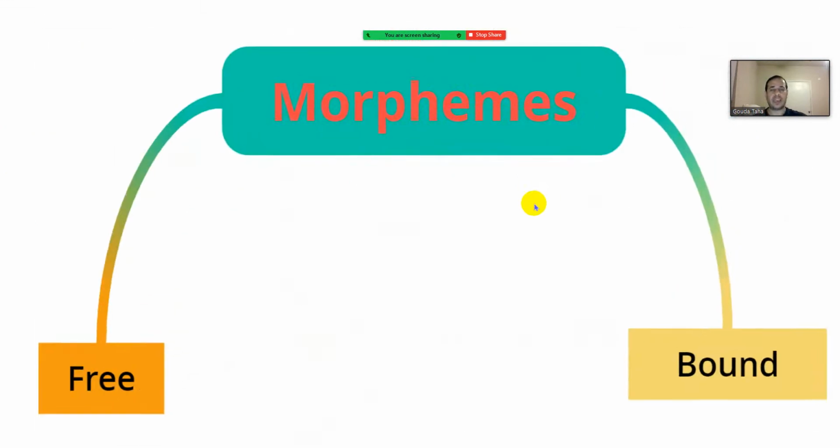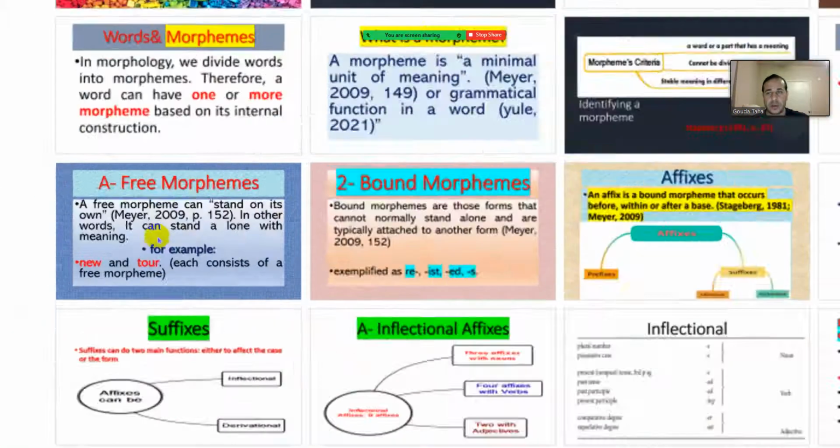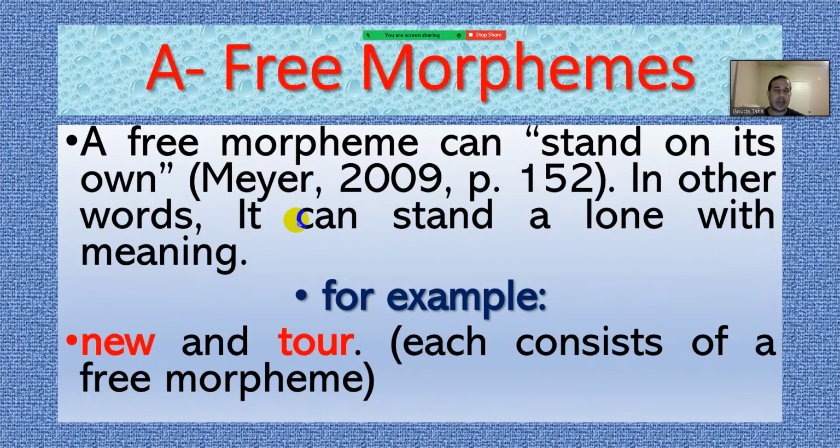One way of dividing morphemes in English is free versus bound. In fact, there are some other ways, like for example, base versus affixes and root versus affixes, but we will stick to this one in this presentation. So, what is a free morpheme? A free morpheme can stand alone and it has a meaning.